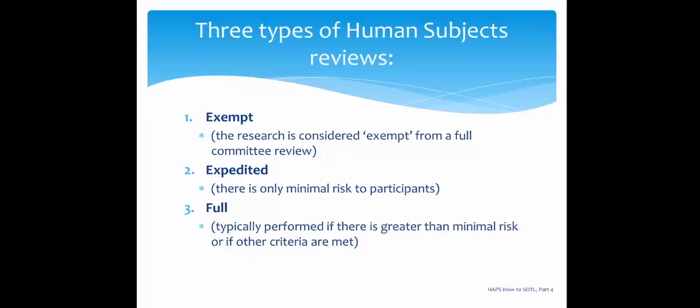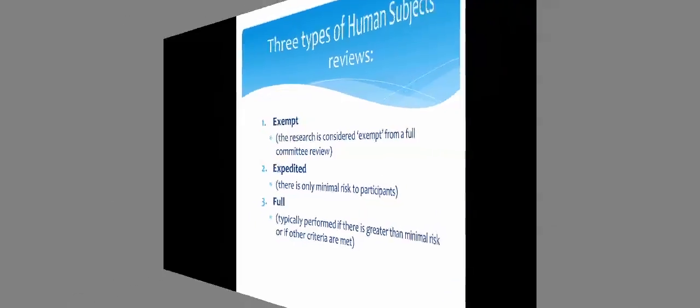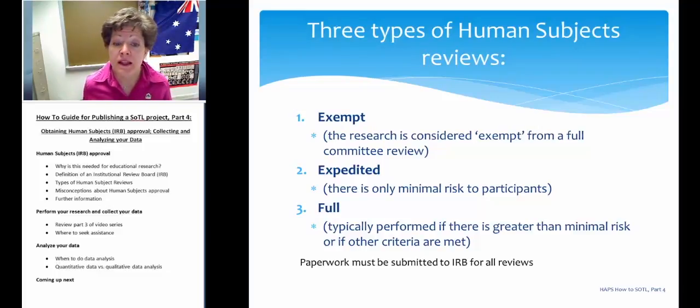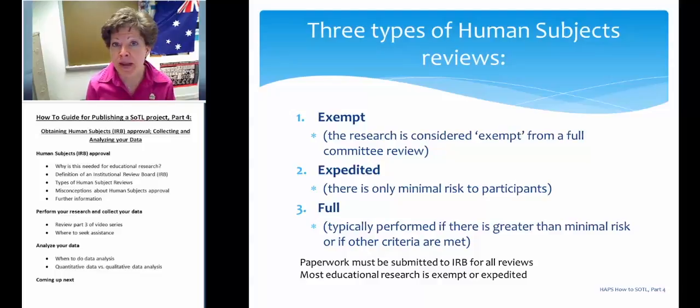Full review is where there is a full committee reviewing the project, and it's typically done if there is greater than minimal risk or if other criteria are met. A classic example of something that would have to undergo a full human subjects review is if you were doing a clinical medical trial on a variety of subjects. That would undergo a full medical review. Luckily for us, most educational research falls under either the exempt or the expedited category. Keep in mind that regardless of what category you think your study falls under, you have to submit paperwork for any of these types of reviews.